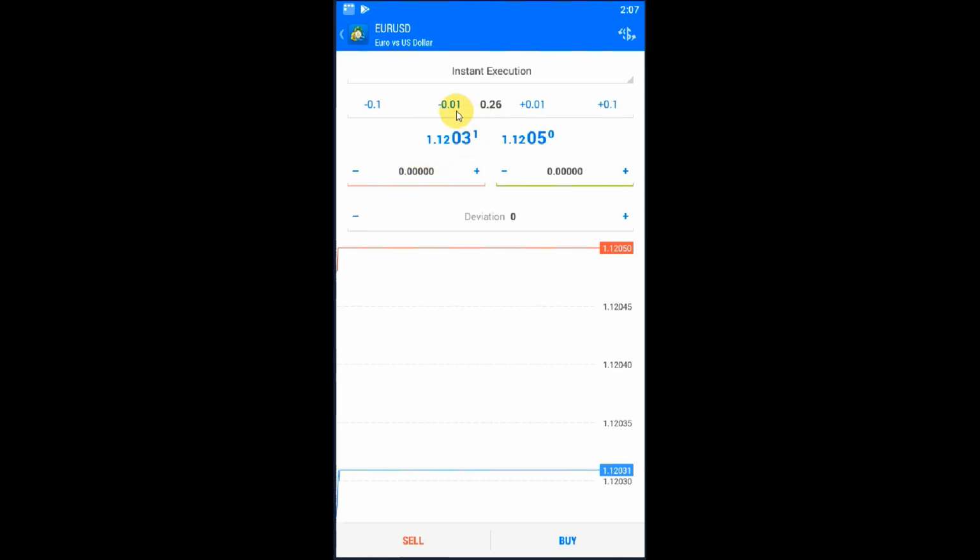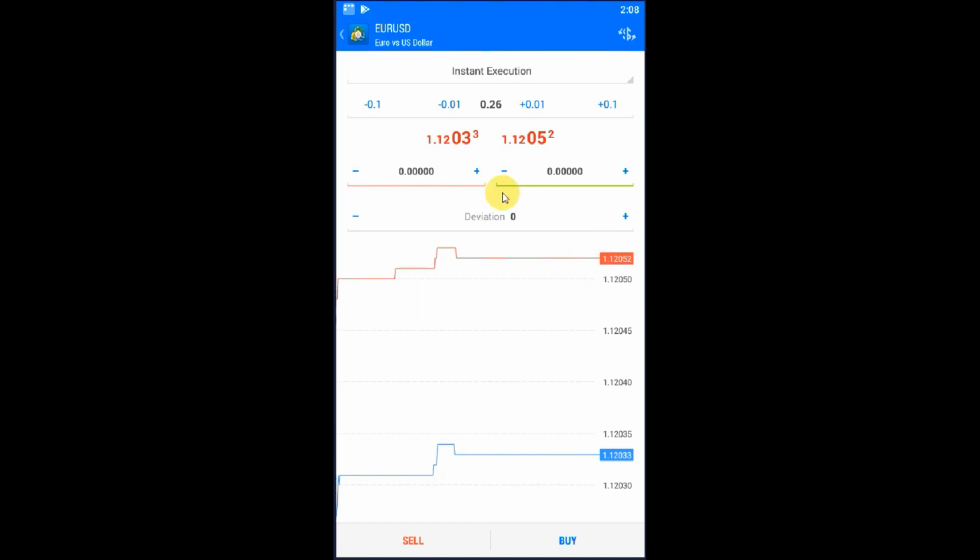Then the numbers below that, this number here, that one is called the bid price. Then the one on the right is called the ask price. If you take a look, this number is the same as this number here. You can see when it changes, that number changes as well. This number on the right here, that's called the ask price. That's the price at which orders will be placed when you're buying. When you're selling, orders will be placed at the bid price.